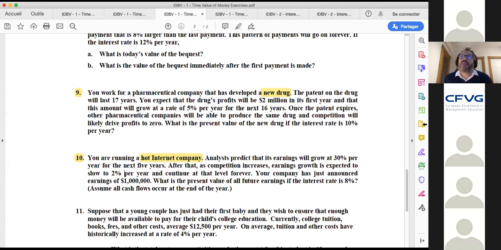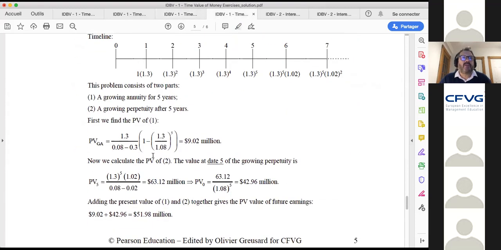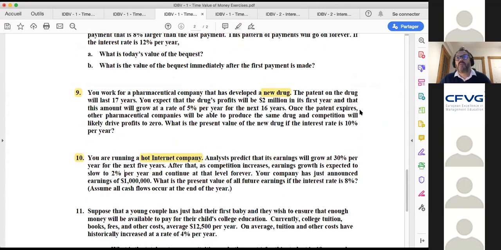I'll give you 5 more minutes to think about it. The right answer was provided by one of your colleagues already. It's 51.98 million, if you want to know. I'll give you 5 minutes to concentrate on this, and I will show the solution in 5 minutes.